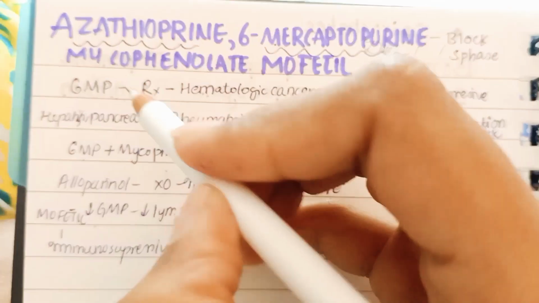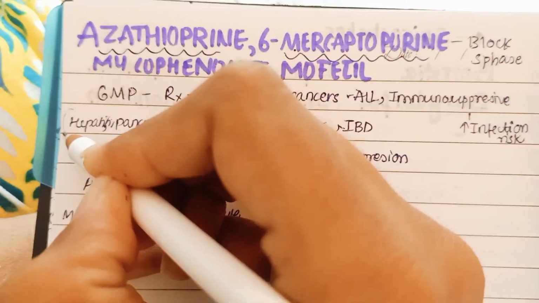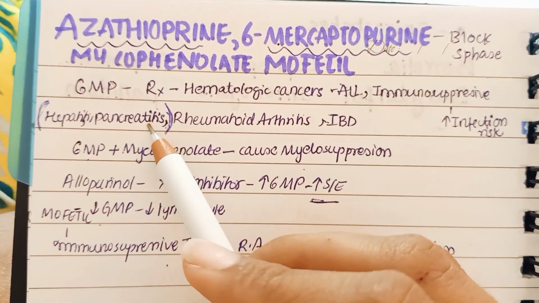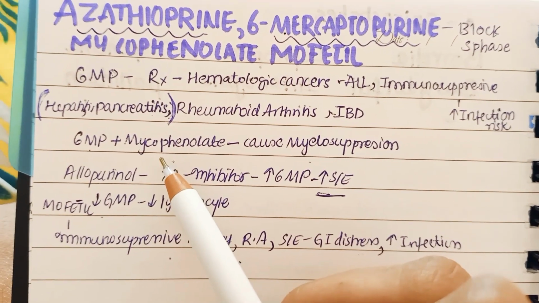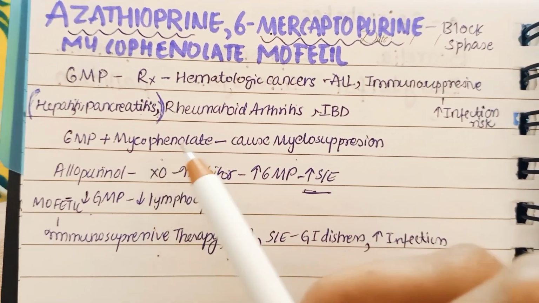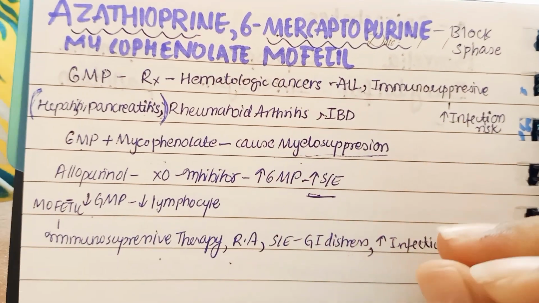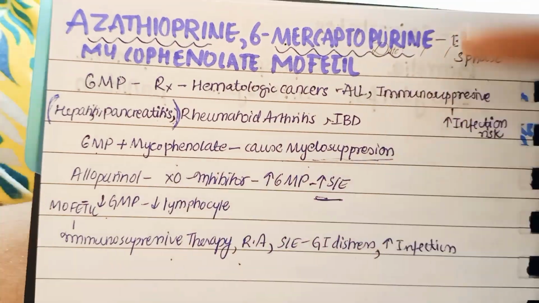But the side effects of this drug are hepatitis and pancreatitis. So if you use these drugs more, it may lead to hepatitis and pancreatitis. And one more thing, 6-mercaptopurine, if it is combined with a drug called mycophenolate, this can cause myelosuppression. Myelosuppression is suppression of bone marrow. What is this mycophenolate? Let us see now.